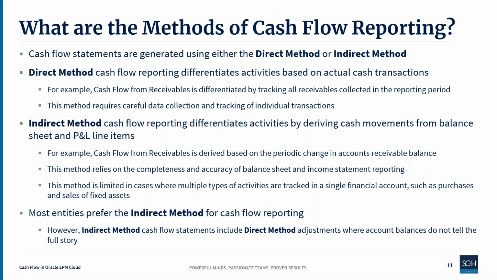Most entities we've seen prefer using the indirect method. It's much less of a data burden to run the indirect method than the direct method, because you're able to use financial statements you're already creating instead of doing an entirely separate data collection effort. However, you'll see a lot of the accounting orgs, such as GAAP and IFRS, will recommend doing the direct method if possible, because you will get more accurate results, because you'll truly have the activity that occurs instead of just deriving it based on other data.